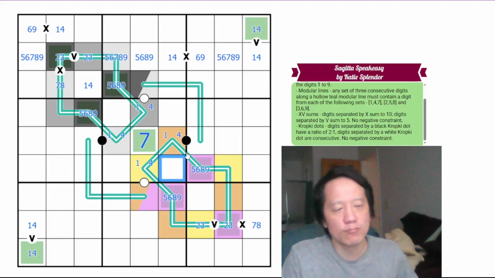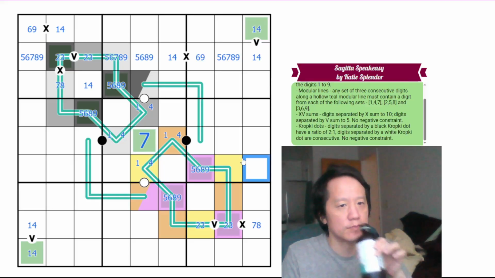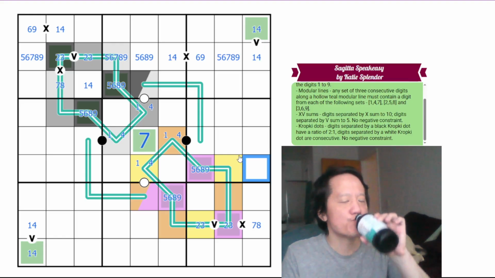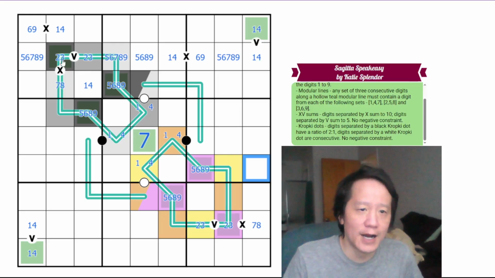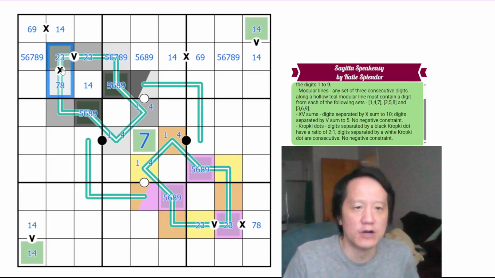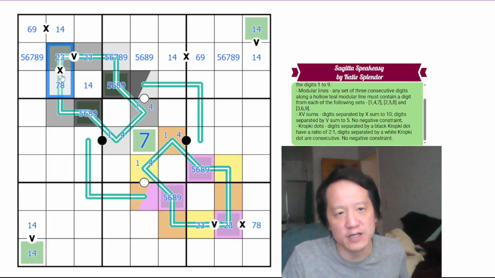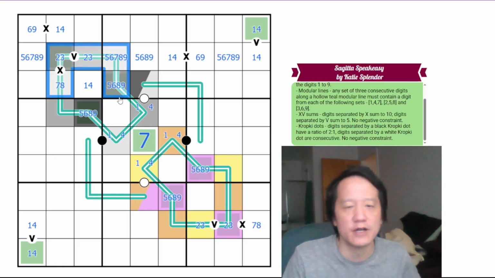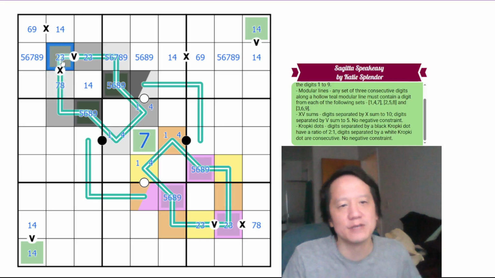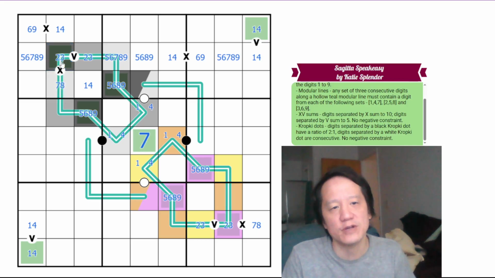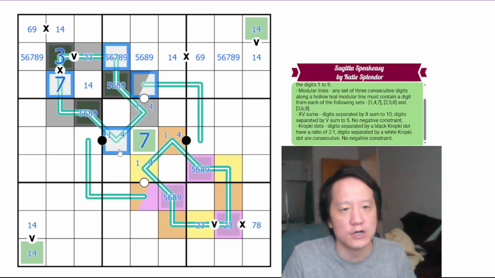Okay. These must be of different modularities, right? Because they're consecutive digits on the modular line, so they have to be different sets. And if it were 2 and 8, they would be from the same set. So this must be a 3. So this is 3, which makes this 7. So the light digits are the 1 modulo 3.